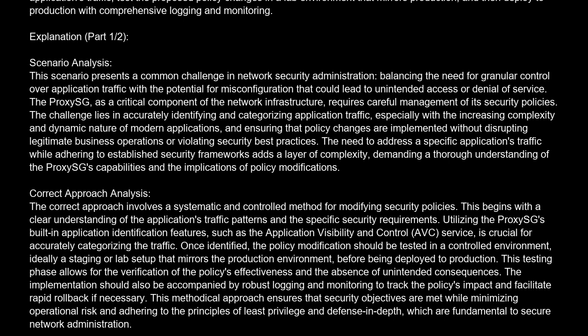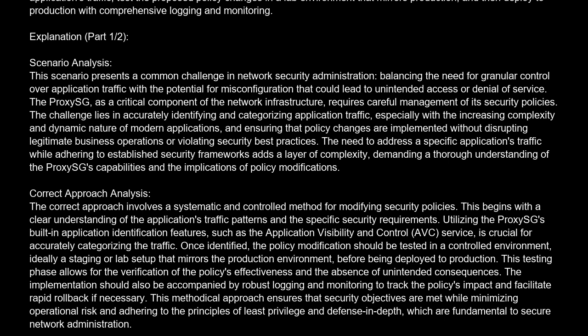This begins with a clear understanding of the application's traffic patterns and the specific security requirements. Utilizing the ProxySG's built-in application identification features, such as the Application Visibility and Control (AVC) service, is crucial for accurately categorizing the traffic. Once identified, the policy modification should be tested in a controlled environment, ideally a staging or lab setup that mirrors the production environment, before being deployed to production.